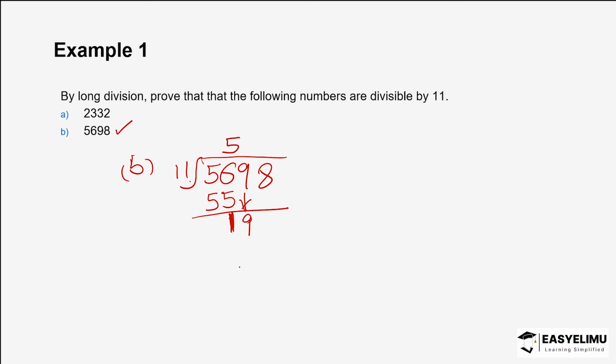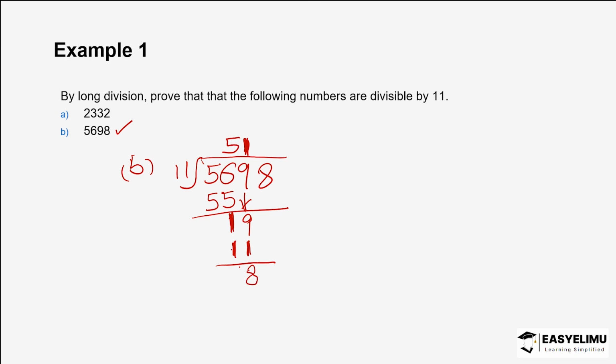Again, you check, 11 goes into 19 how many times? And you realize it's just once. So take note of where I'm writing 1, on top of the next digit, which is 9. So again, you do the same thing: you multiply 1 by 11 to give us 11. So you do the same thing again, you subtract.